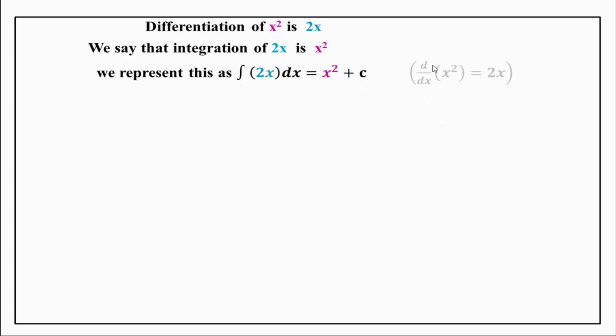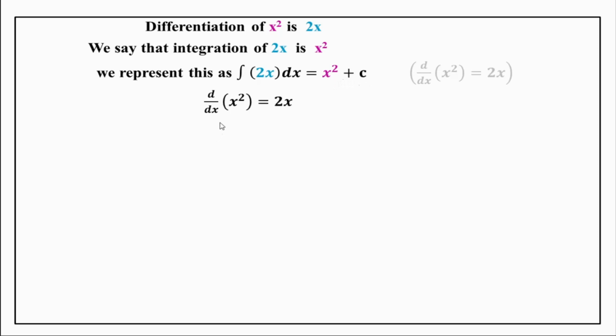Guys, we all know differentiation of x square is 2x, but what is this denominator dx? When we read this, we read it as differentiation of x square with respect to x. So what the denominator represents is with respect to what variable we are differentiating. In the same way here also, in integration of 2x, this dx represents with respect to what variable we are integrating. So we read this as integration of 2x with respect to x is x square plus c. Now let's see why we add this constant c.